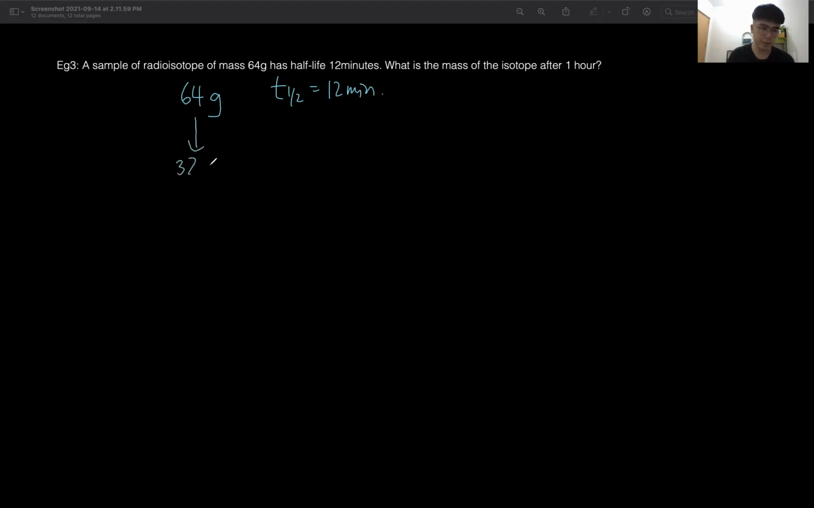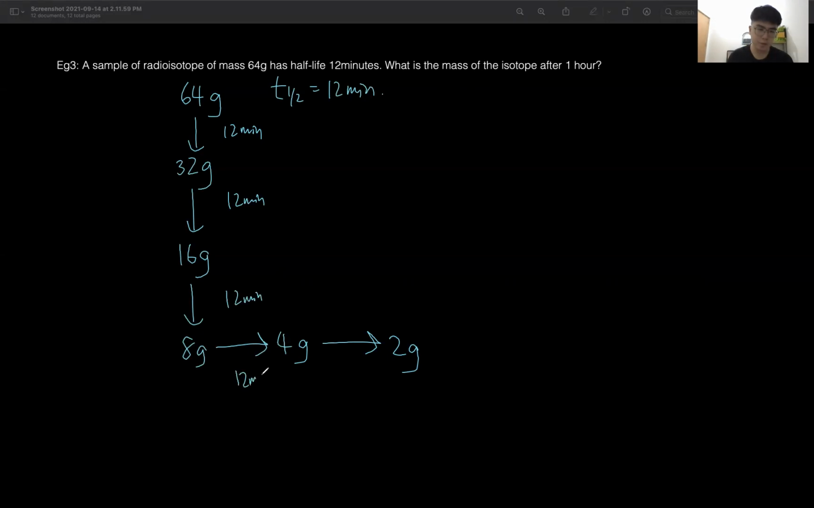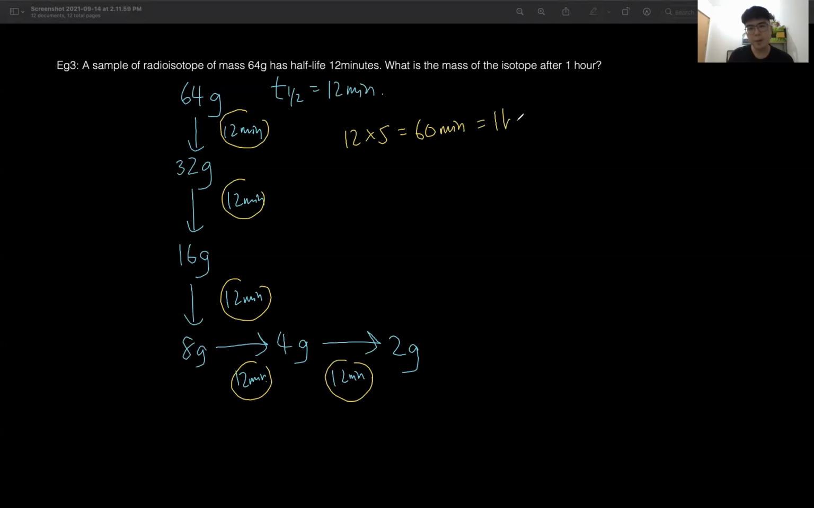Okay, then 1 half-life, 32 gram. 1 half-life, 16 gram. In the exam, in the SPM, you can do like this also. They won't give you wrong one. You can do like this: 16 gram and then 8 gram, 4 gram, 2 gram, all the way down to 2 gram. We know that this is 12 minutes, 12 minutes, 12 minutes, 12 minutes, and 12 minutes. We count now. How long is 1 hour? 12 minutes, 1, 2, 3, 4, 5. Exactly 60 minutes, 1 hour. All right, so we stop here. 2 gram is the final mass.